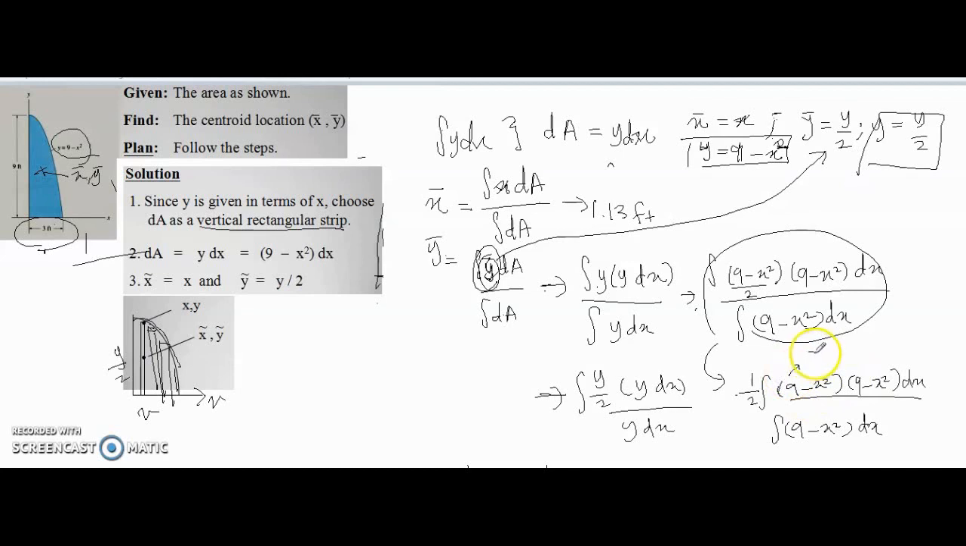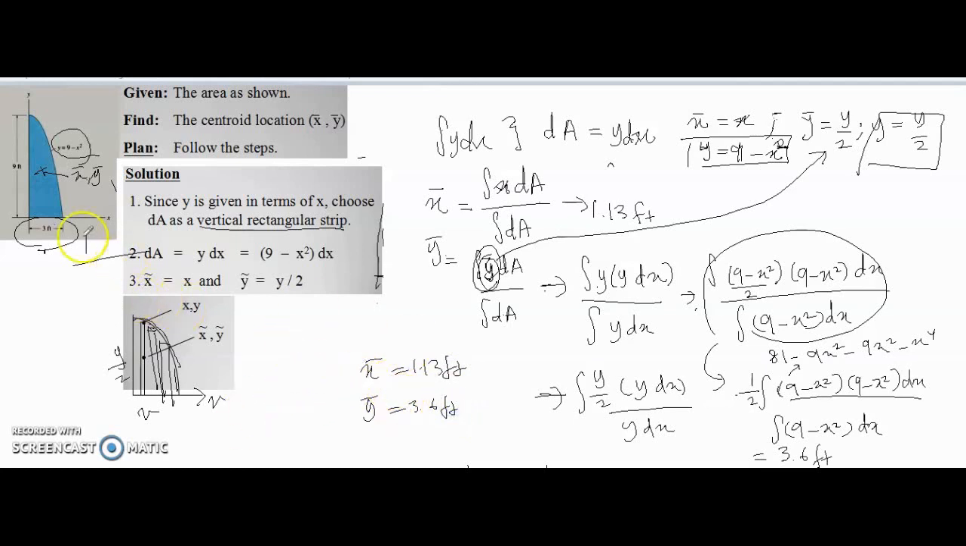For the numerator it becomes 9 times 9 and then 81, and then 81 minus 9x squared minus x to the power of 4. Okay, please do your own for this one, and then make sure that you will get the answer is equals to 3.6 feet. So your x bar is equals to 1.13 feet, and your y bar is equals to 3.6 feet.